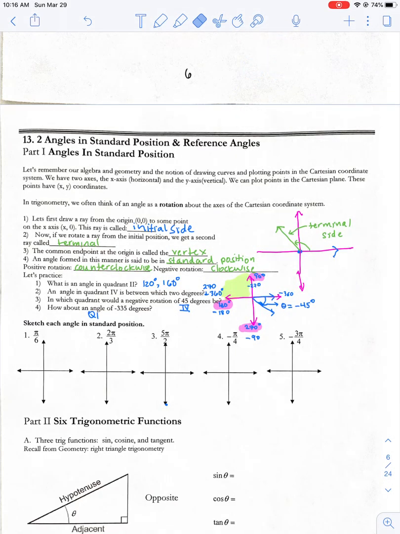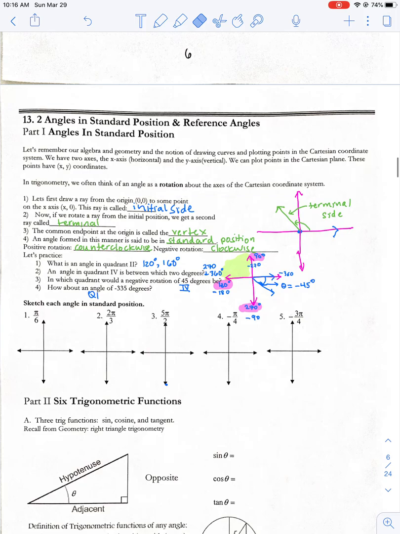So we are back on page 7 of the Unit 13 packet, or the Chapter 13 packet. And today we're going to talk about how to sketch an angle in standard position. So the first angle that we're sketching is pi over 6.